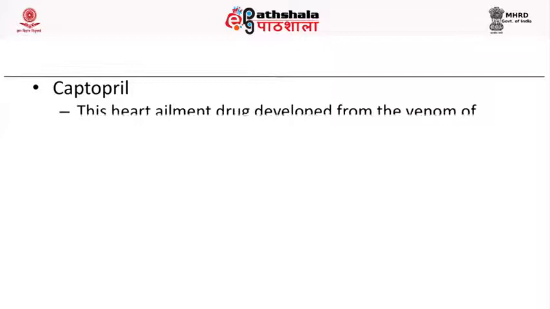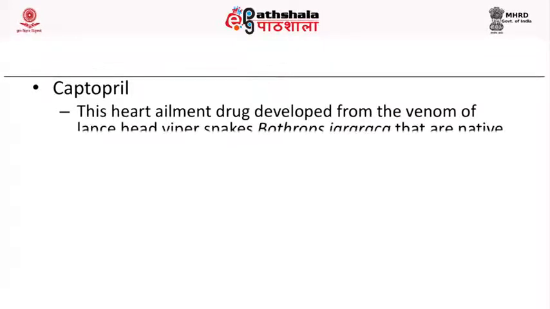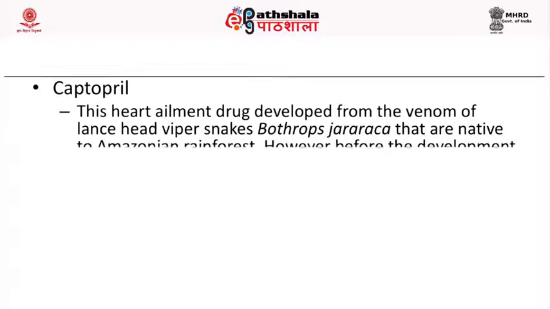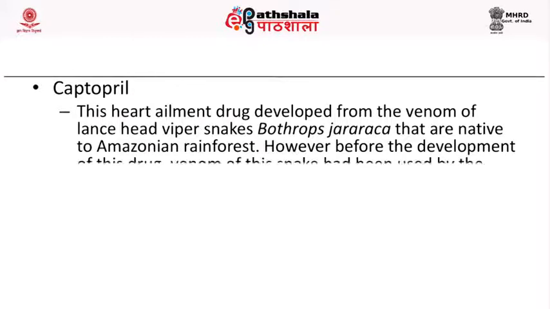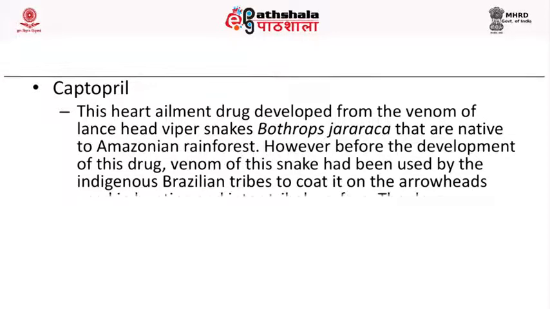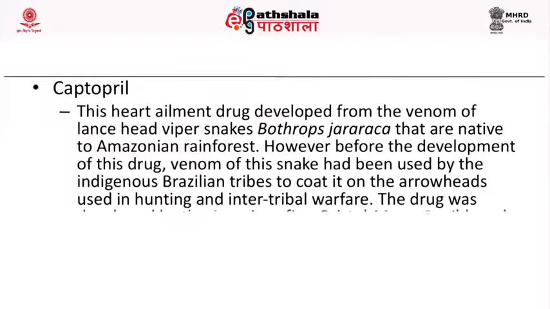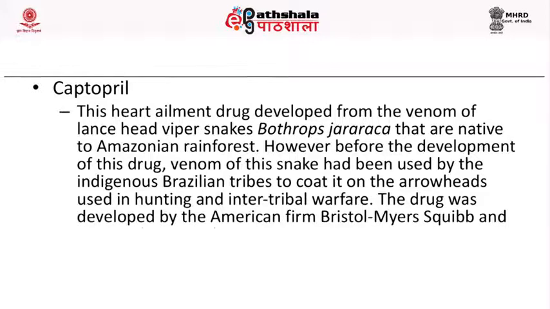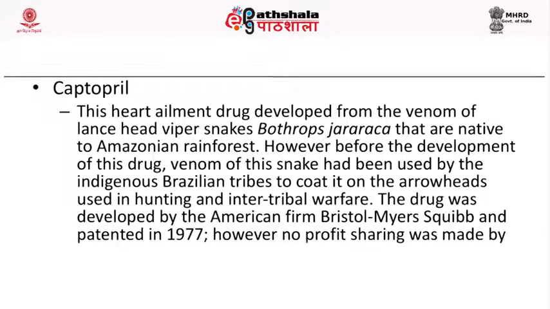Yet another case is captopril. It's a heart ailment drug developed from the venom of the lancehead viper snakes, Bothrops genera. Traditionally, the Amazonian tribes used this snake venom during conflicts between the tribes, as a warfare tool. So it has been in use for thousands of years. The US firm obtained the venom from the Amazonian tropical rainforest from the tribes without their consent. They developed this heart ailment drug, which is commercially successful. The firm Bristol Myers Squibb patented it in 1977. However, no profit sharing was made to the Brazilian firms. That is a good example of what constitutes biopiracy.